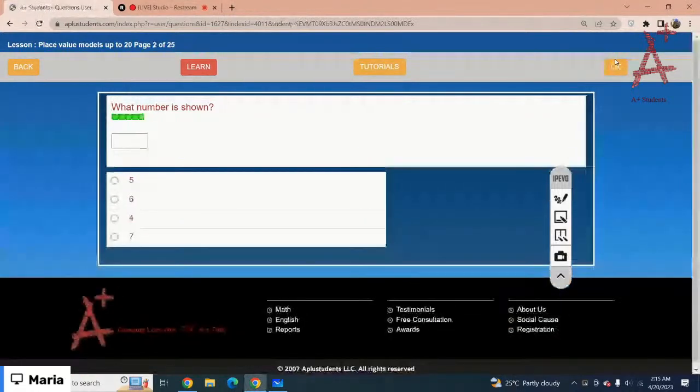The next one is which number is shown. So which is the correct option? 5, 6, 4, and 7. Which is the correct option? It would be 5. Got it? You have just 5 blocks in the ones position. So that is the digit at the ones position. So it would be just 5. Got it?